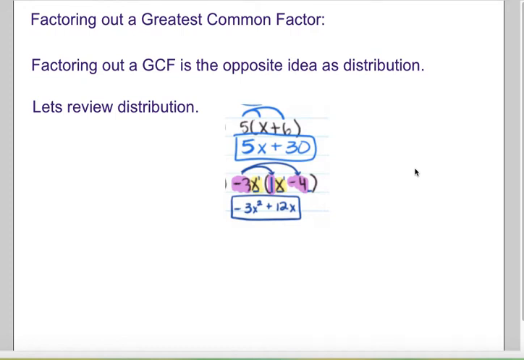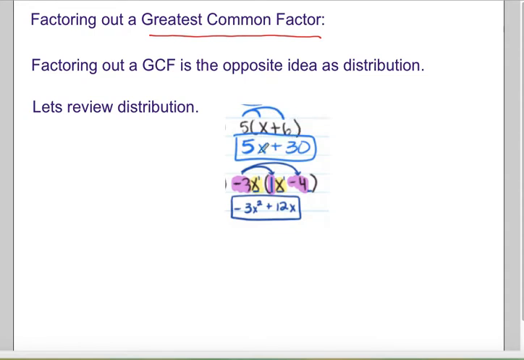Talk today about factoring out a greatest common factor. To factor out a GCF, that's the expression they use for greatest common factor, is the opposite idea as distribution. Here's a couple of examples of distribution. So this first one, we are distributing a 5 to each piece of the parentheses.